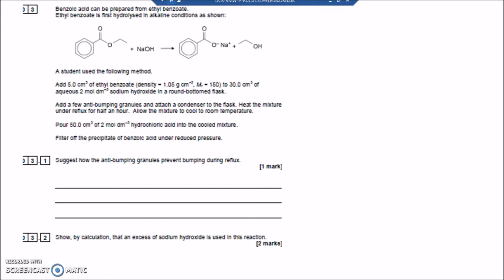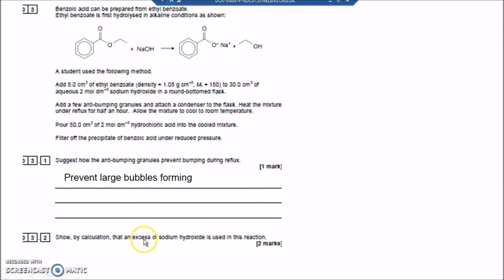Heat the mixture under reflux, so you're going to heat it in a prolonged manner, so heat it for a while. In actual fact, you're going to heat it for half an hour. It tells you how long you're going to heat it for to ensure the reaction completes. Allow the mixture to cool. Pour 50 cm³ of hydrochloric acid into the cool mixture. Filter off the precipitate of benzoic acid under reduced pressure, so you're going to use vacuum filtration. Suggest how the anti-bumping granules prevent bumping during reflux. They prevent large bubbles from forming.